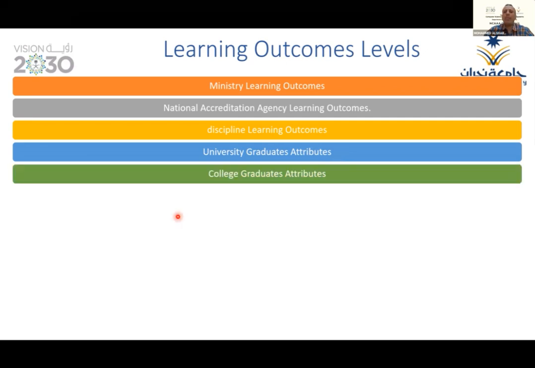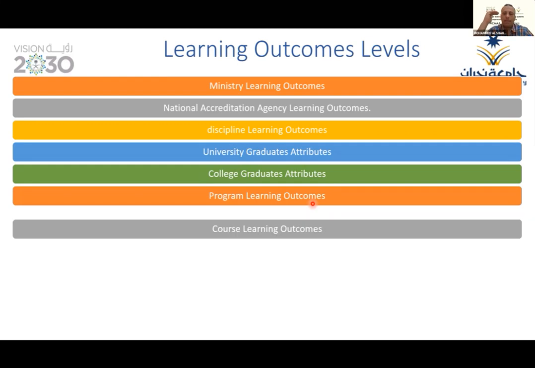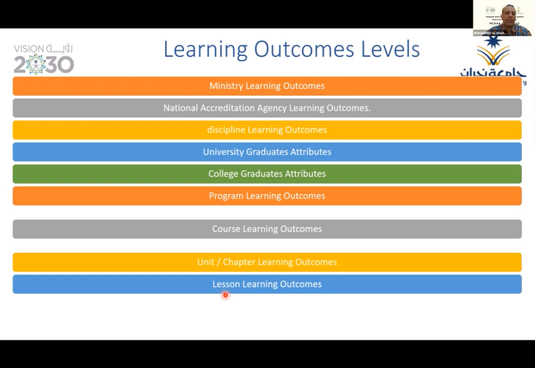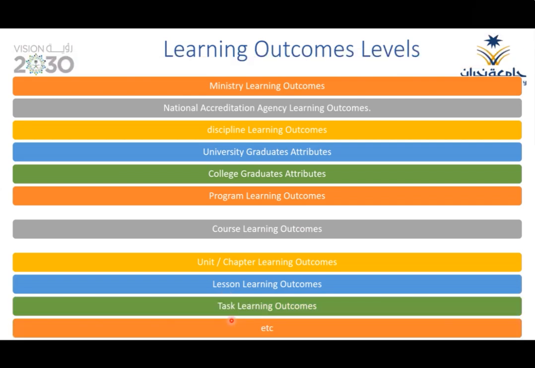Then we have university learning outcomes, but in our university we still don't have these learning outcomes. Sometimes we have college learning outcomes, but we don't have them. Then we have program learning outcomes, which are at the level of the program. We have course learning outcomes, which are at the level of the course. Then at the lower level, we have unit or chapter learning outcomes, lesson learning outcomes, task learning outcomes, etc. We can go smaller and smaller.